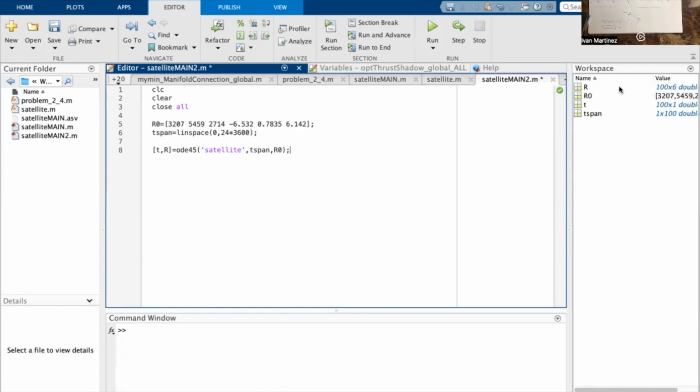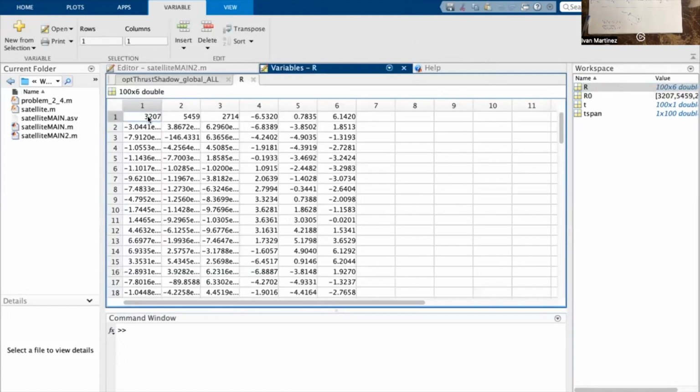We can double click this and see. You see, these are our initial conditions. It matches what we input, and then it integrates. So the first column is all the x. Second column, all the y's.